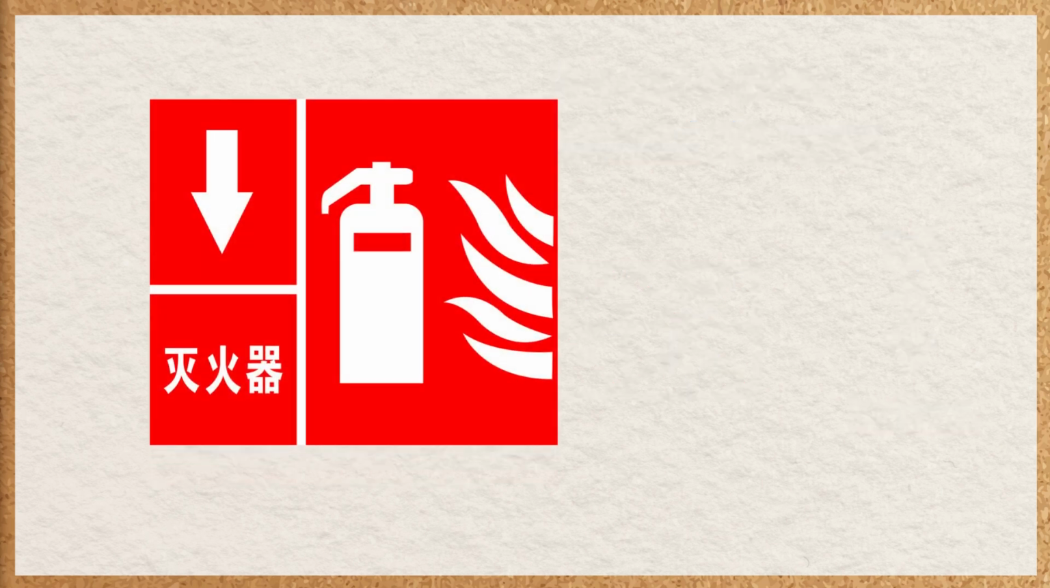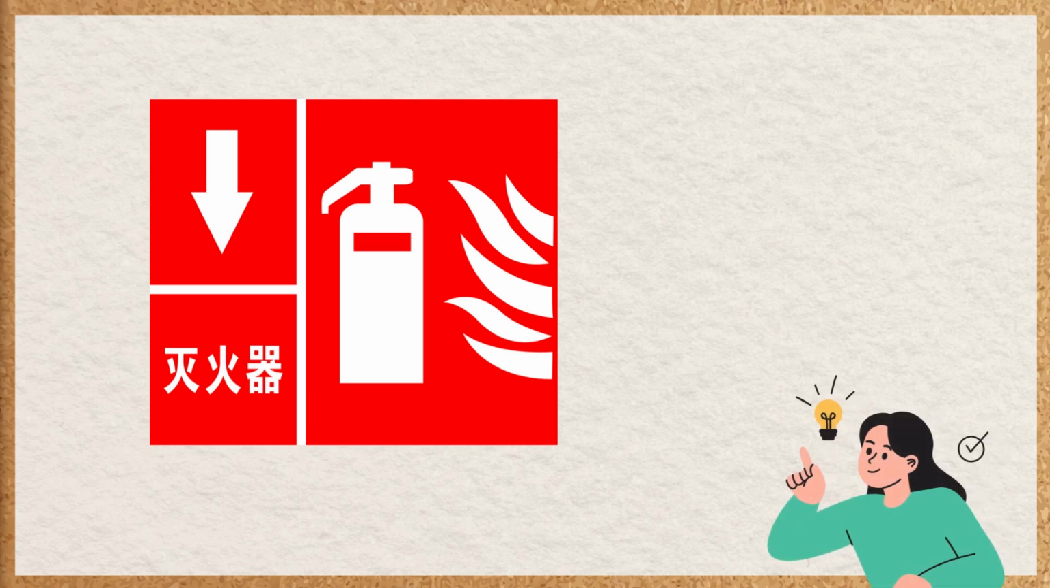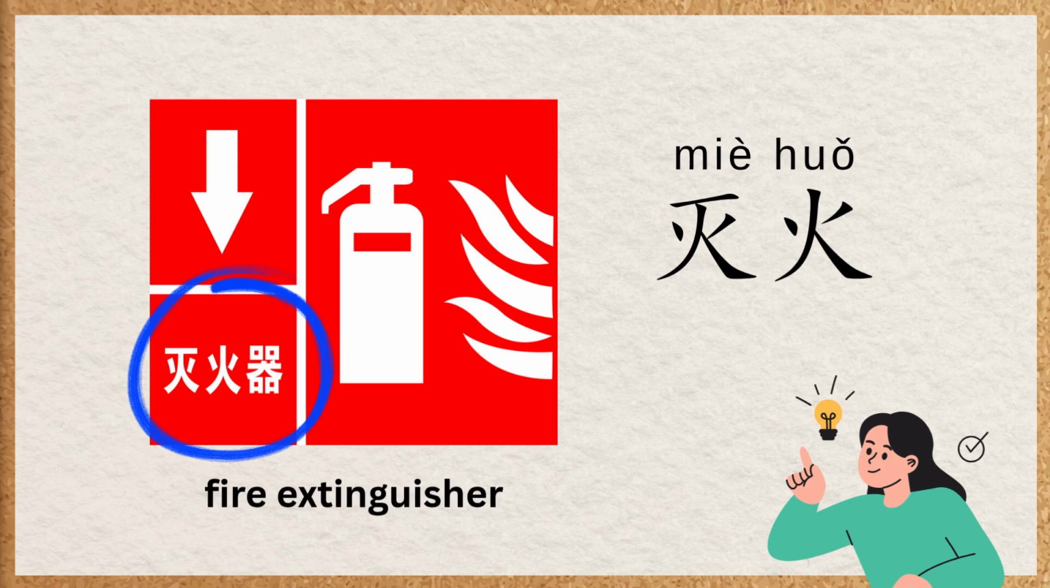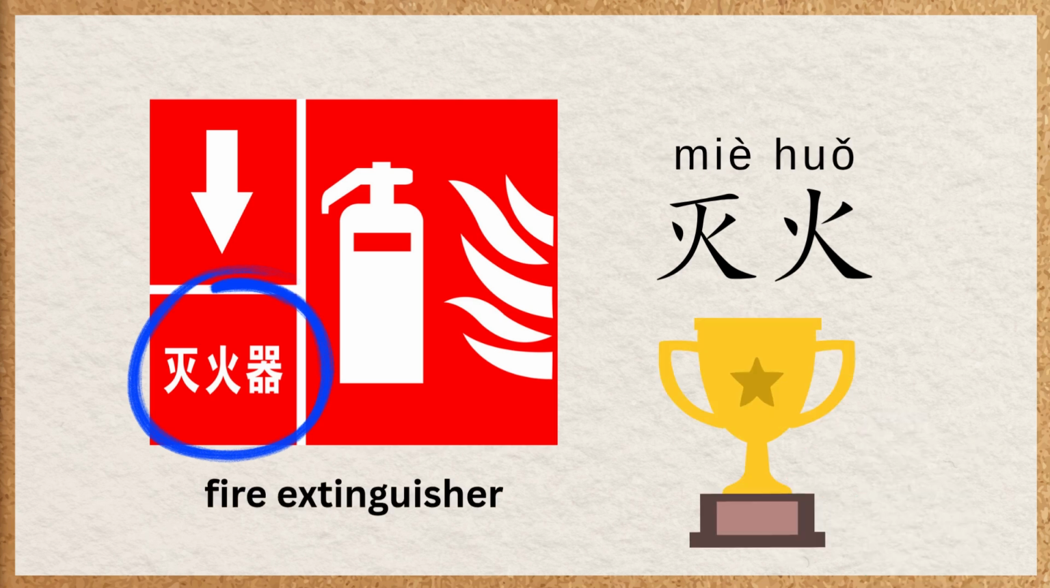When you travel to China, you'll definitely see this sign in hotels. Now you know how to read this word, 灭火. It means fire extinguisher. Congratulations! You've just learned another useful Chinese word.